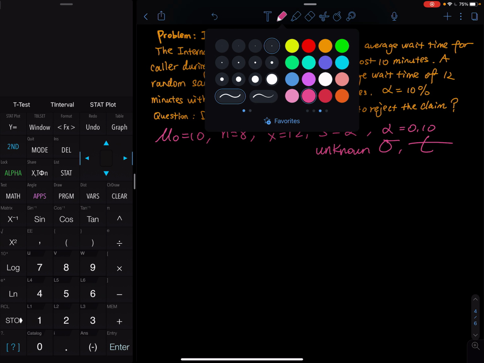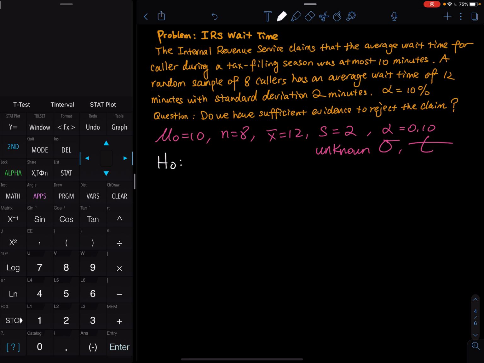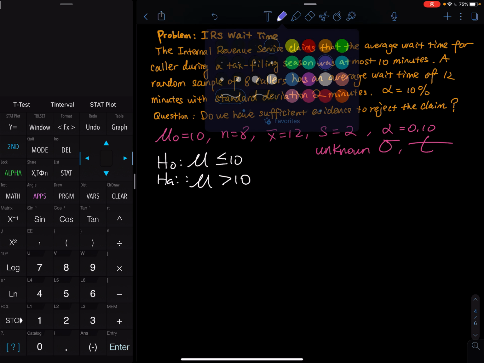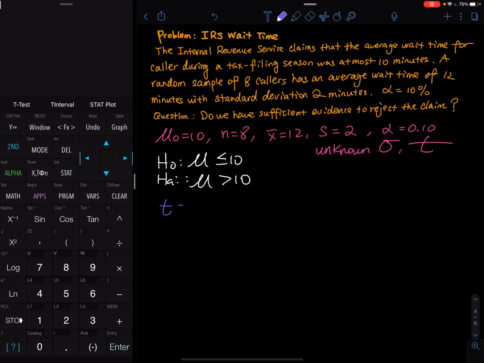And then the next step is we have to state the H naught and HA. So the H naught is the first sentence, at most 10. So mu is at most, so that is less than or equal to 10. And then HA is the opposite, right? The problem didn't give me a sign for HA, so I will take the opposite, greater than 10. So that is for H naught and HA. And then the next thing is I can go ahead and calculate the test statistic. So the test statistic, the T, is equal to x bar minus mu divided by sample standard deviation over square root of n. And then we have p-value.